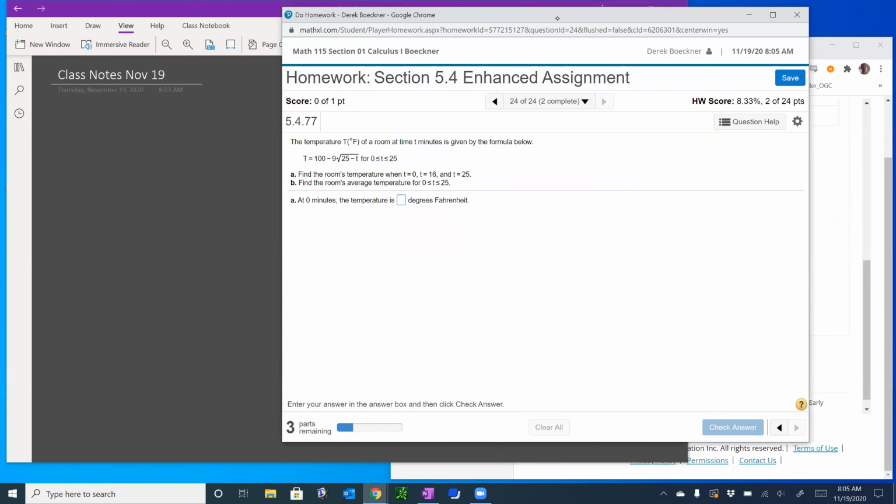So let's do the first part. When t equals 0, you get square root of 25, which is 5, times 9 is 45. 100 minus 45 is 55, so we'll put 55 in there.